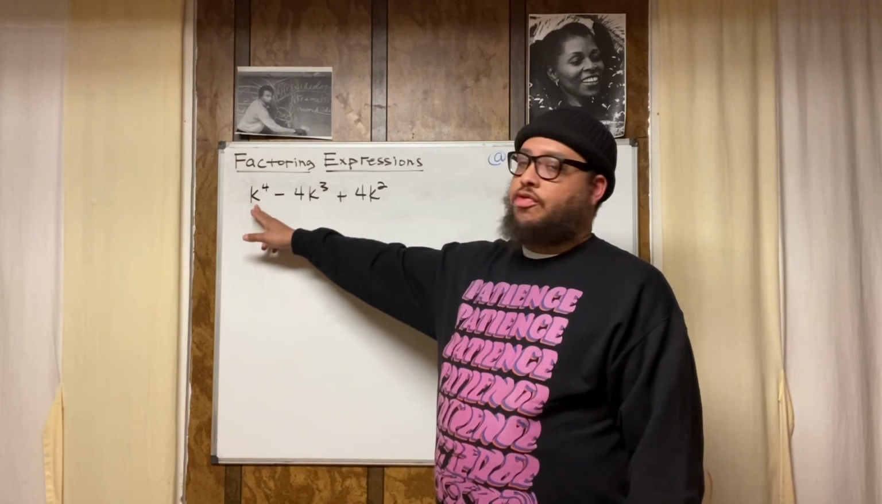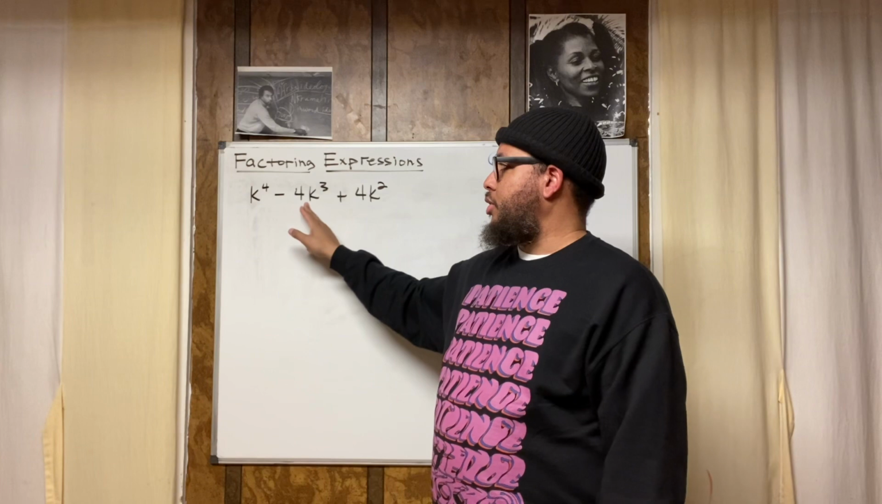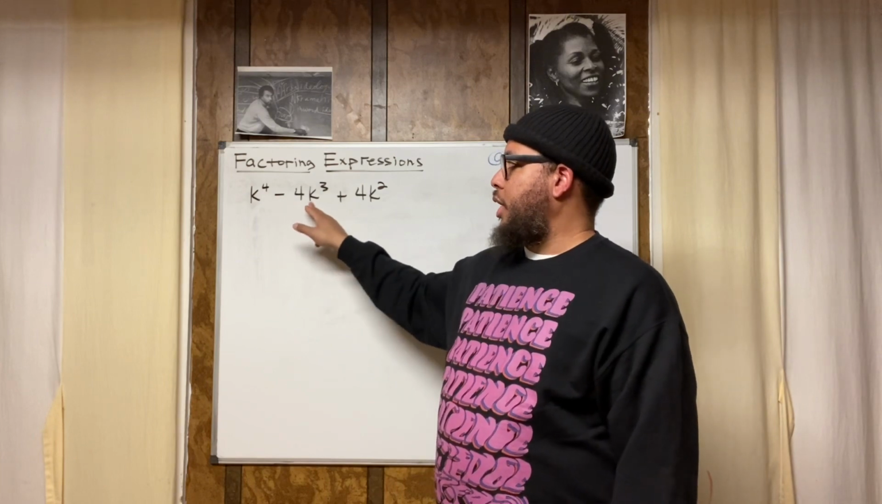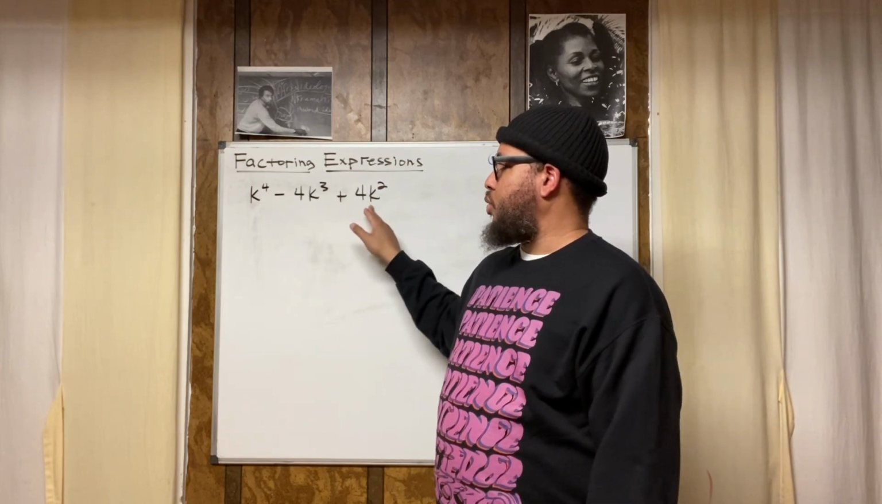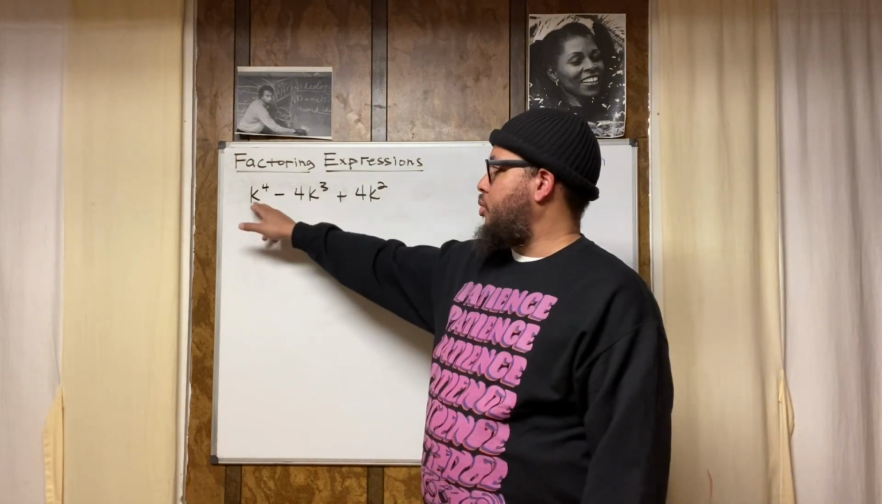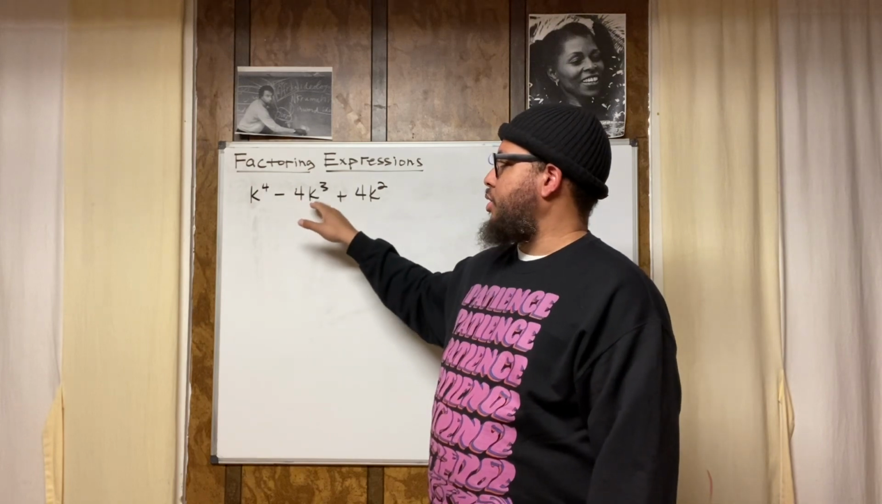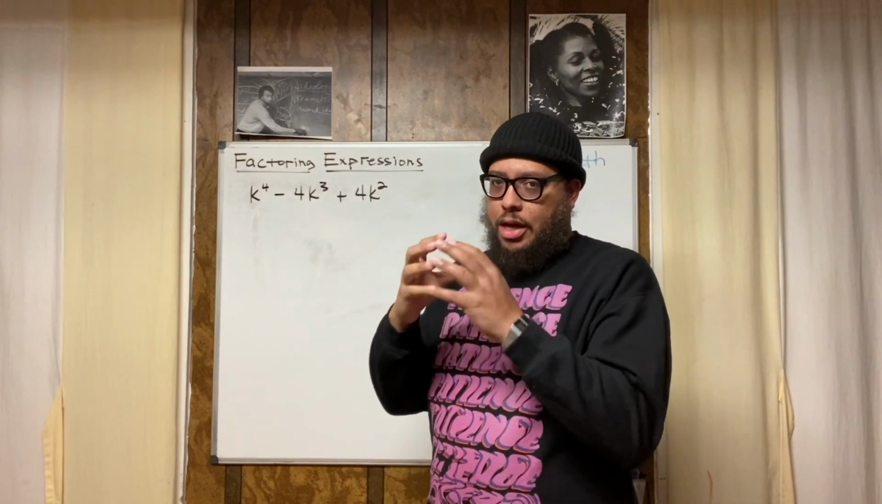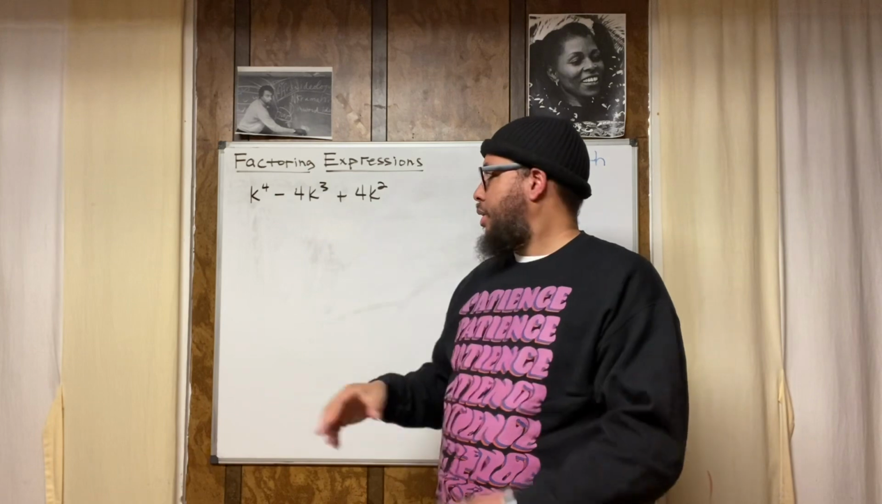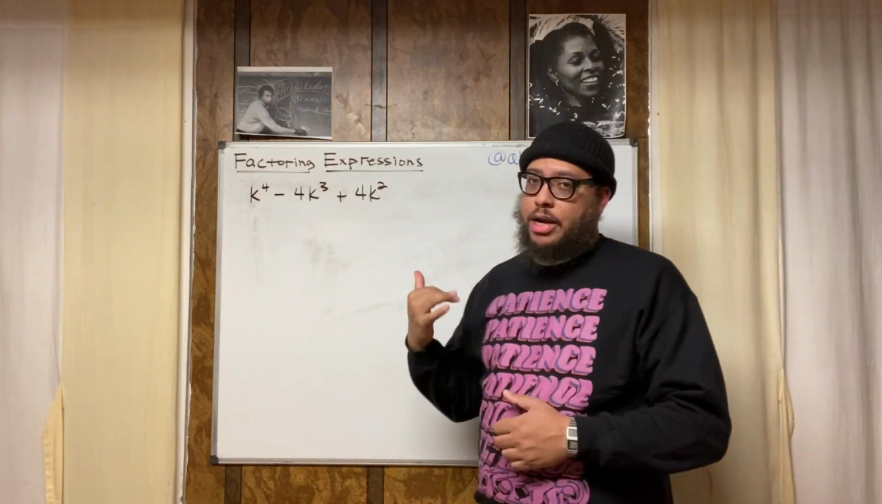So you got k to the fourth minus, that means that's a term, and this is a term, minus 4k to the third plus 4k squared. Terms are separated by plus or minus signs. So this is a term, this is a term, and this is a term. The 4 and the k to the third are together as one term. The 4 and the k squared are together as one term. So this is a trinomial.